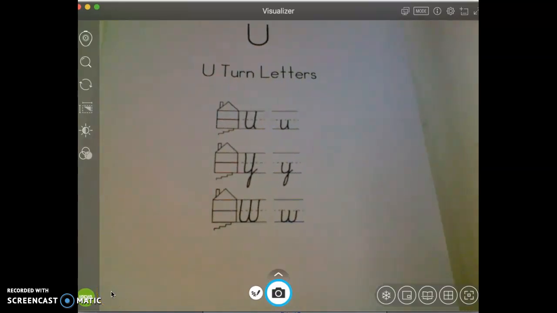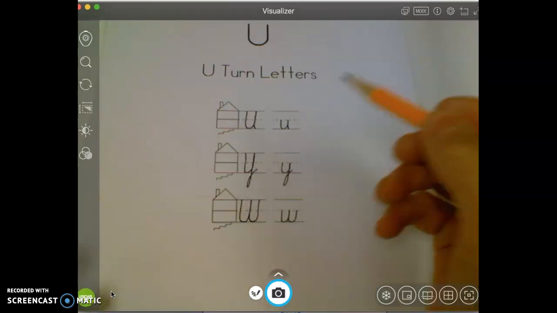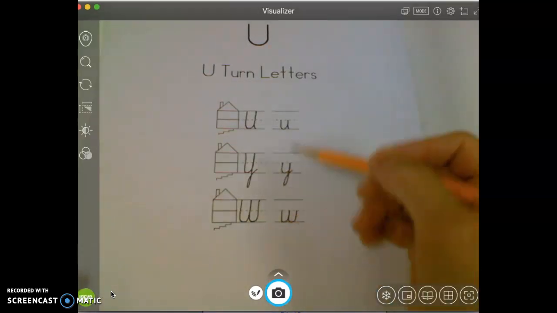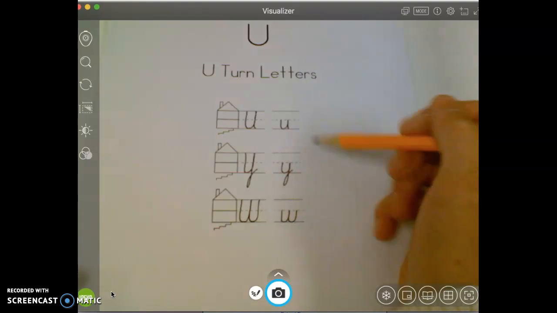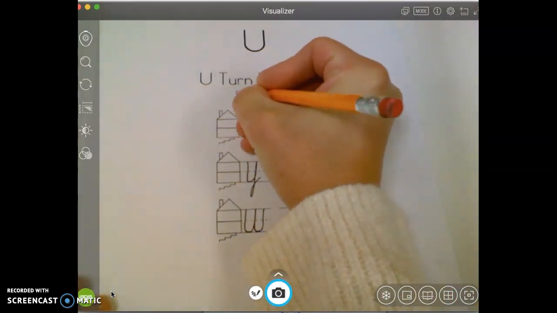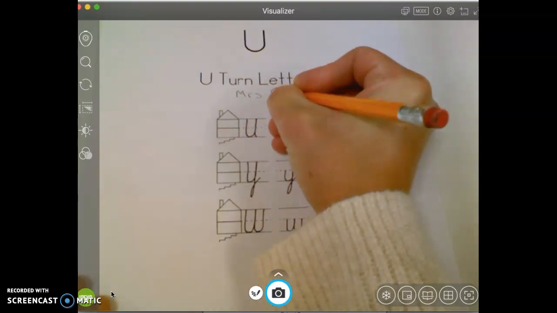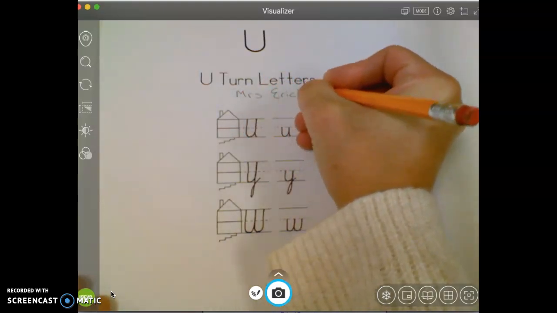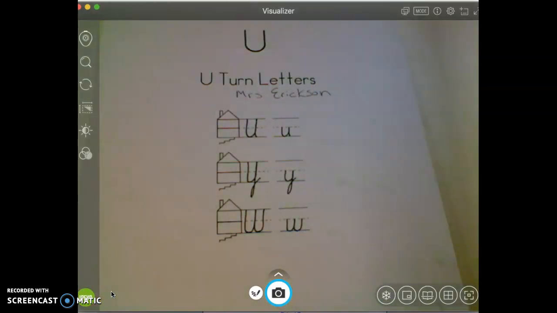Hi, third graders. Today we are going to be starting our U-turn letters, which are U, Y, and W. And if you notice, we have some uppercase letters and lowercase letters in this packet. So make sure your name's on the front cover. All right, let's get started.